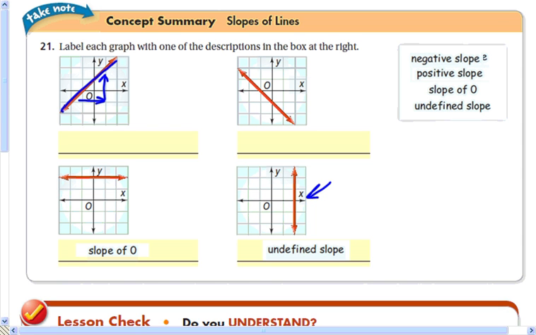Now this line is rising as we go to the right, so as x increases, y increases. So we say that's a positive slope when they're both increasing. A positive divided by a positive is a positive. And then the last one is a negative slope, and that's because the line is dropping as x gets larger. So a negative divided by a positive is a negative.